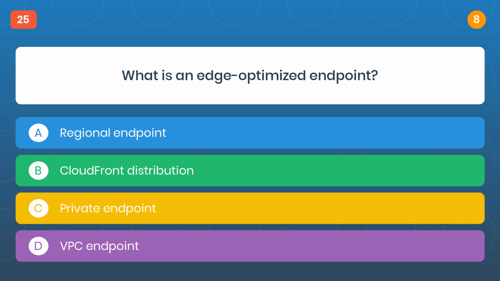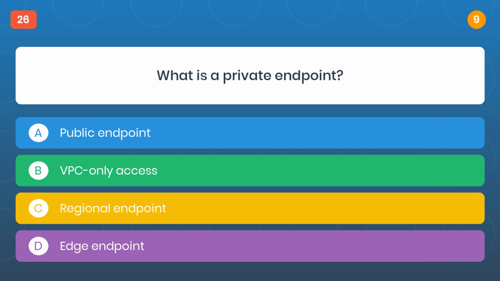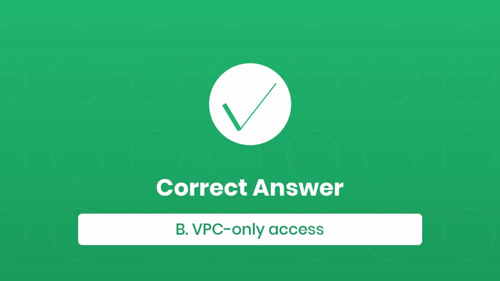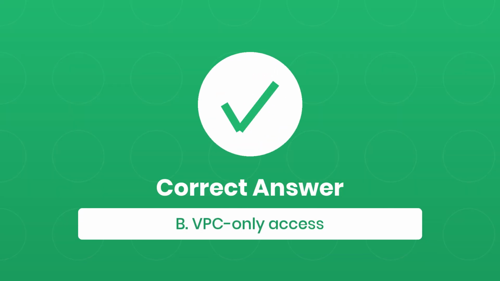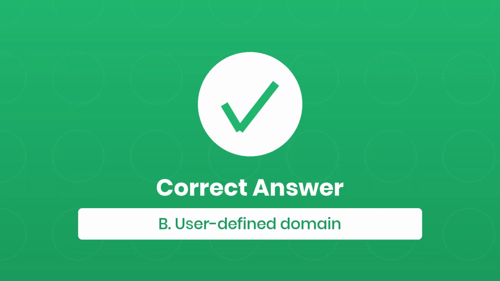Question 25. What is an edge-optimized endpoint? The correct answer is B, CloudFront distribution. Question 26. What is a private endpoint? The correct answer is B, VPC only access. Question 27. What is a custom domain name? The correct answer is B, user-defined domain.